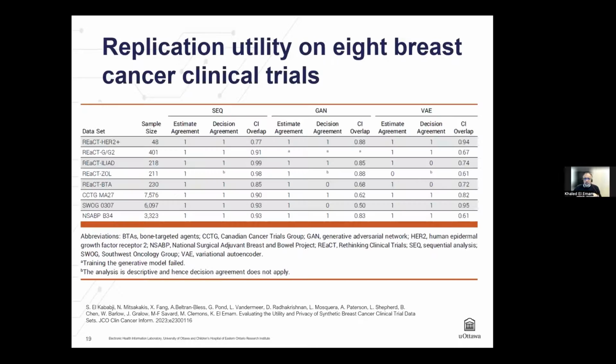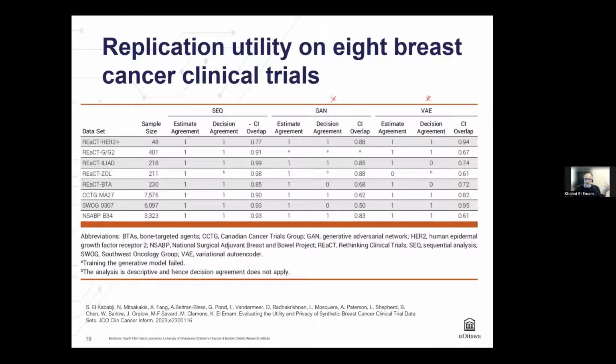So we did another study where we looked at 8 primarily breast cancer clinical trials, and we looked at utility and privacy. And we looked at 3 different types of generative models: sequential synthesis, generative adversarial networks, and variational autoencoders. The last 2, GANs and VAEs, are types of deep learning models. And here are the trials: some small, some large, some single site, some multi-site, some national, some international, different sample sizes. And we looked at 3 criteria: estimate agreement, decision agreement, and confidence interval overlap.